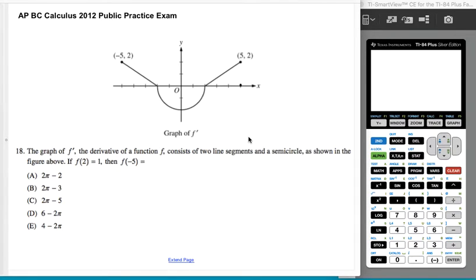All right, so here we're given the graph of f prime, and we're given that it is conveniently geometric shapes, so we're definitely going to be finding area, and we are given that f of 2 is 1. What is f of negative 5?